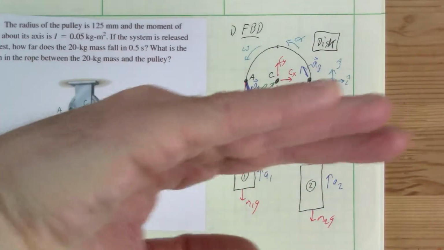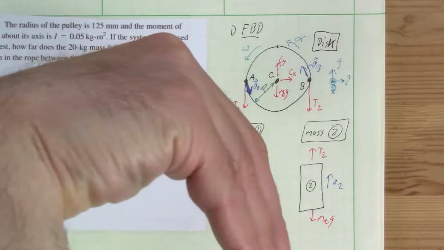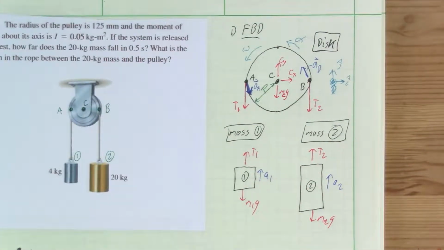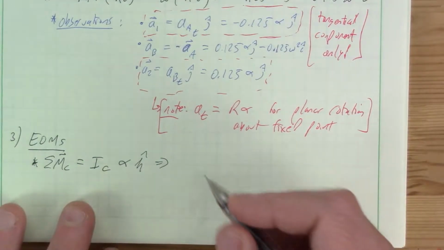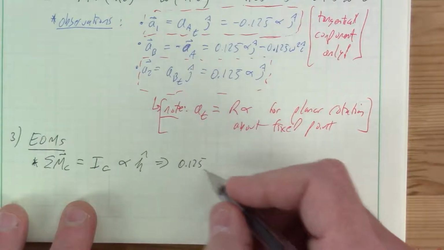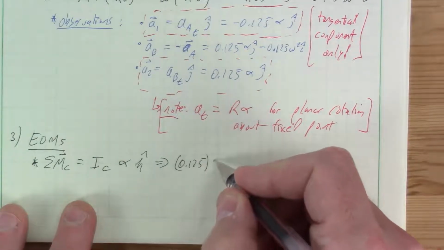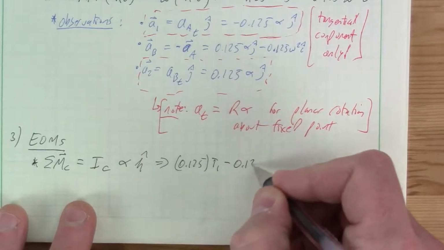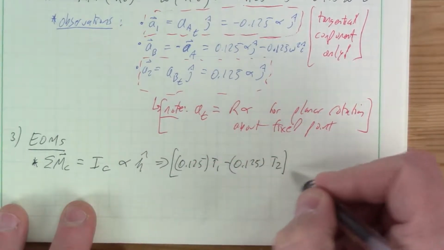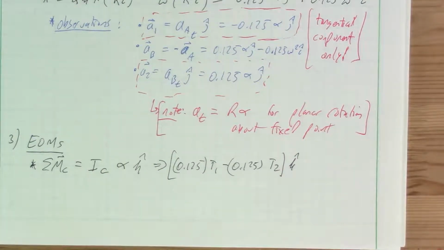Oh man, this is hard on the screen. Point my fingers that way to go in the direction of T, then my thumb points downward into the page. So that one's negative. Okay, so the moments then, and the distance to the line of action for both is a radius, so 0.125, or 125 millimeters, times T1. That one's positive. We then subtract off 0.125 T2, that one being negative. Both of those are in the k hat alignment.